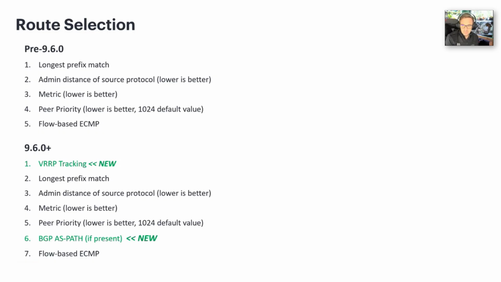There's VRP tracking. If we have a route to a location and there's a P beside it in the route table, that's the way the flow is going. More importantly, down around step 6, you can see that there's now a new step. So we'll do BGP AS path. If it's present, we'll compare them. And if we see one is shorter than the other, that one will be selected. If the AS path is exactly the same length, of course, we'll begin doing flow-based ECMP.